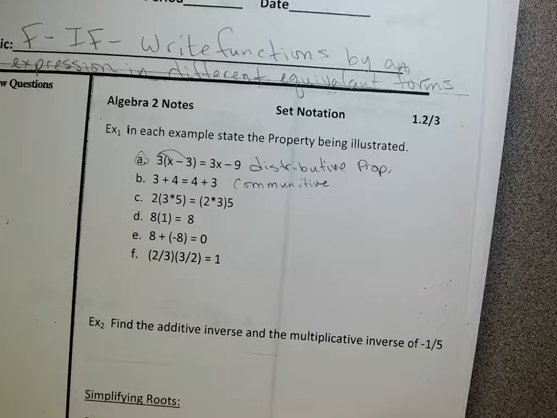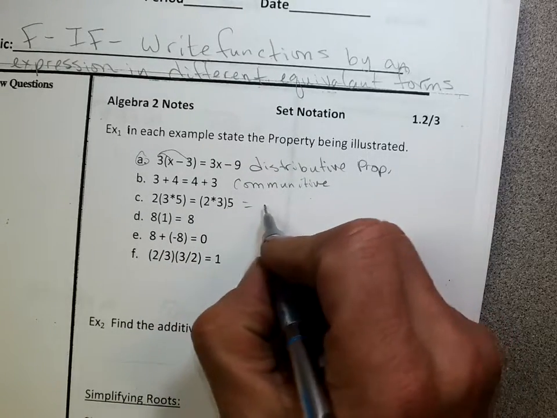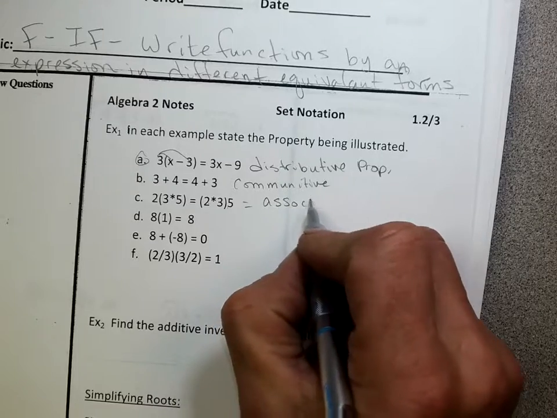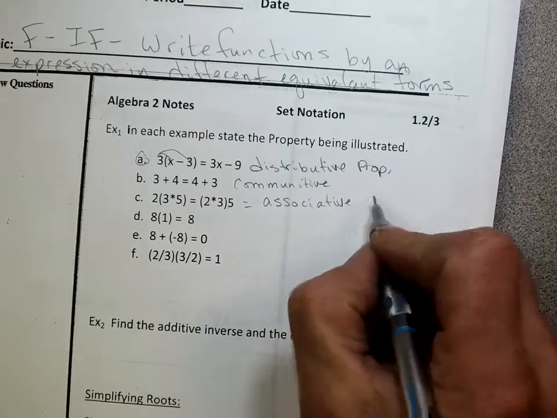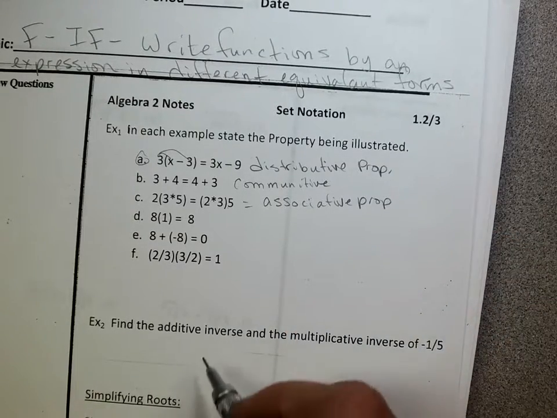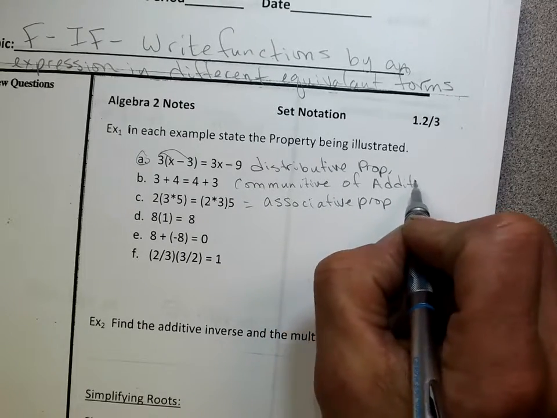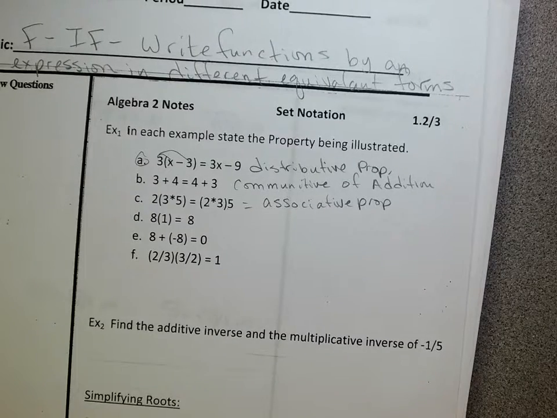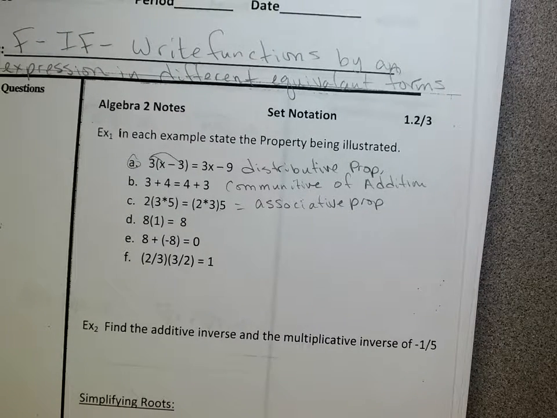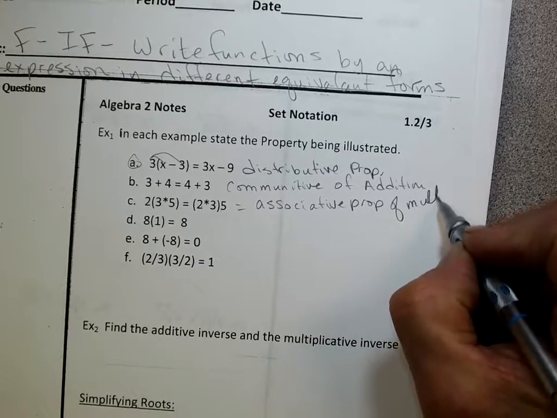C. It's the grouping that changed, didn't it? Do you see how the grouping changed? So instead of multiplying 3 times 5, I'll do the 2 times 3 first. So it's going to be the associative property. Now let me back up to B, commutative property of addition. Okay, because it is of addition. And that makes C the associative property of multiplication, right? And I'll abbreviate mult, right?